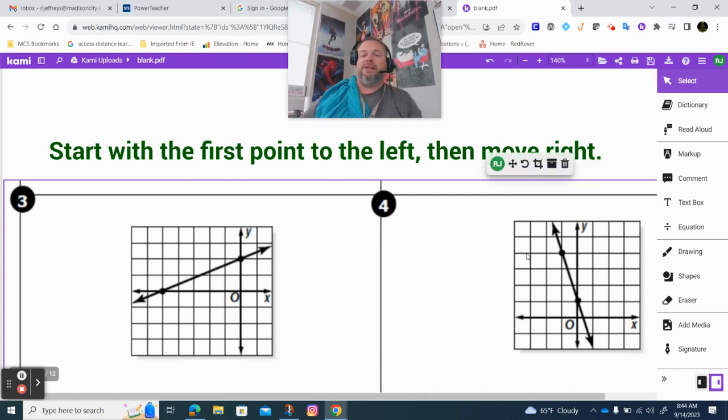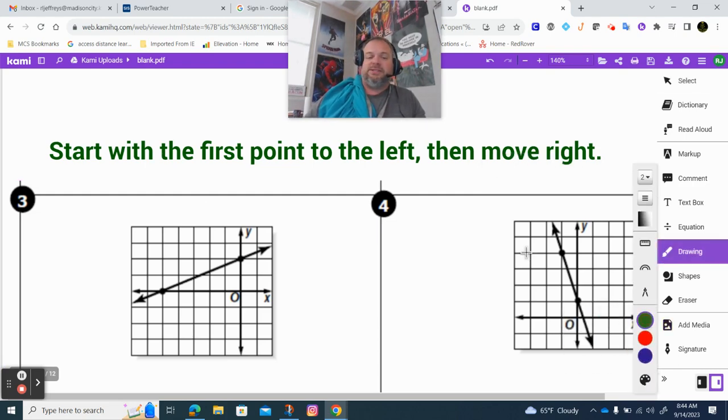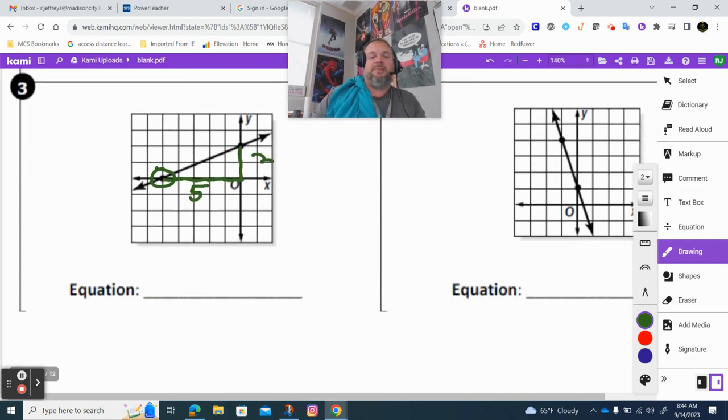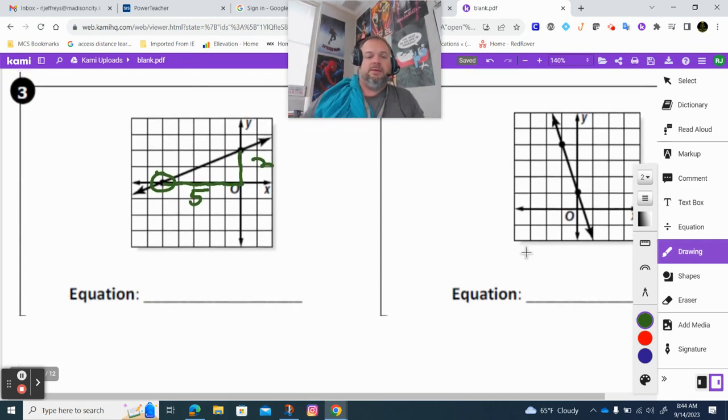Start with the first point to the left. All right. So since we read left to right, let's start here. All right. So we go over 1, 2, 3, 4, 5. And then I went up 1, 2. All right. So that means my slope right here is 2 over 5. That gets the x with it. Now, this happens to be our y-intercept. This is our b. All right, which is up 1, 2. So this is plus 2.